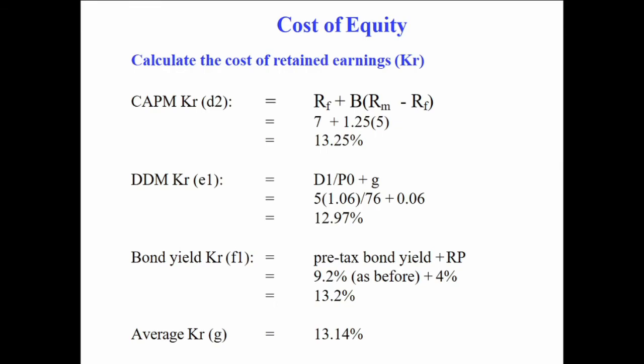So if we want to determine the cost of retained earnings using the capital asset pricing model, we can determine it by taking the information given to us in the question.